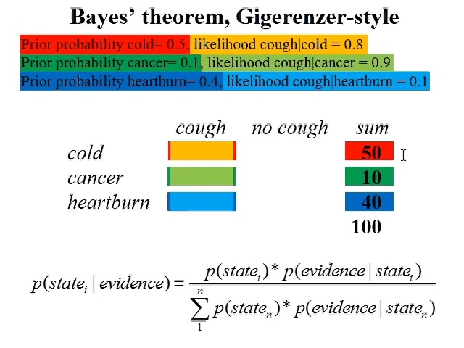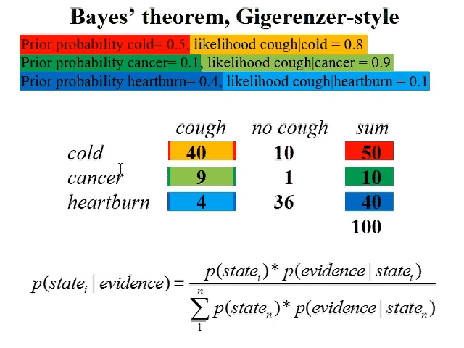Then we look at the effects of the likelihoods. Out of the 50 people with a cold, 80%, that's 40 of them, will be coughing. So basically, they end up in the population we're looking at, people who actually cough. And 20%, these 10 here, we miss. Then out of those 10 people with lung cancer, 9 of them cough, 1 of them doesn't. And out of the 40 people with heartburn, 4 of them cough and 36 don't. So now we have a total of 53 people who cough.